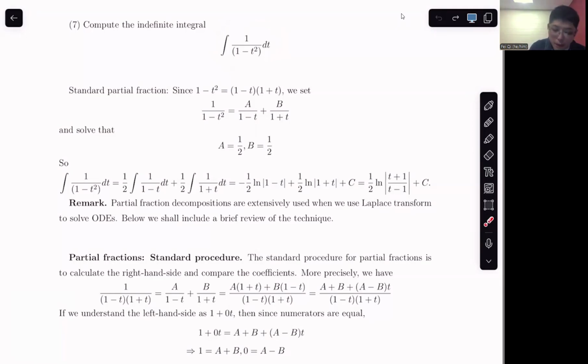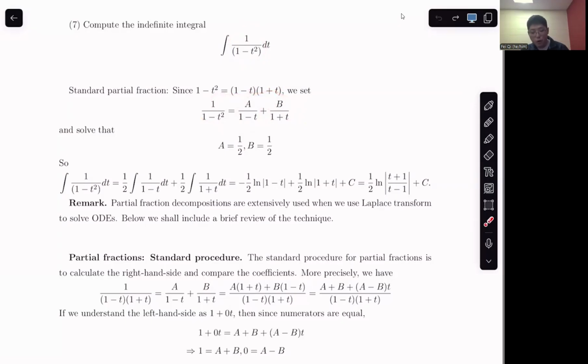So this is a standard partial fraction problem. All you need to do is first factorize the denominator, which factorizes as (1 minus t)(1 plus t). Because all these factors are linear, we can set up the partial fraction decomposition: A over the linear factor plus B over the linear factor. All the powers being 1, you don't need to worry about any other things. So this will be the setup for the partial fraction.